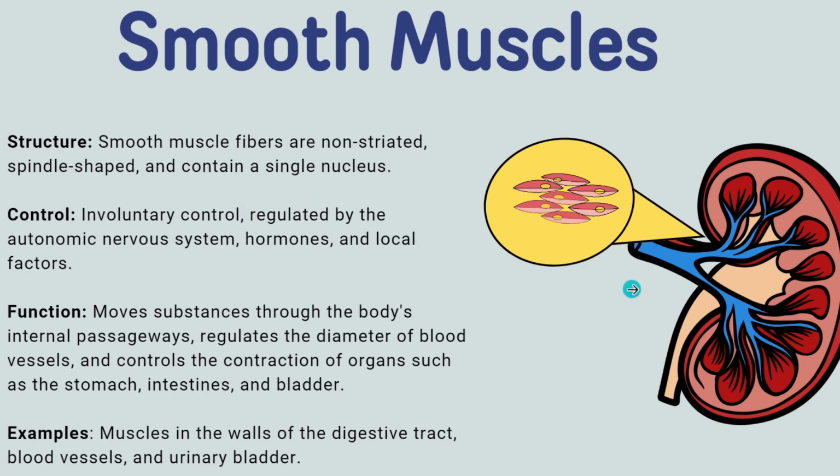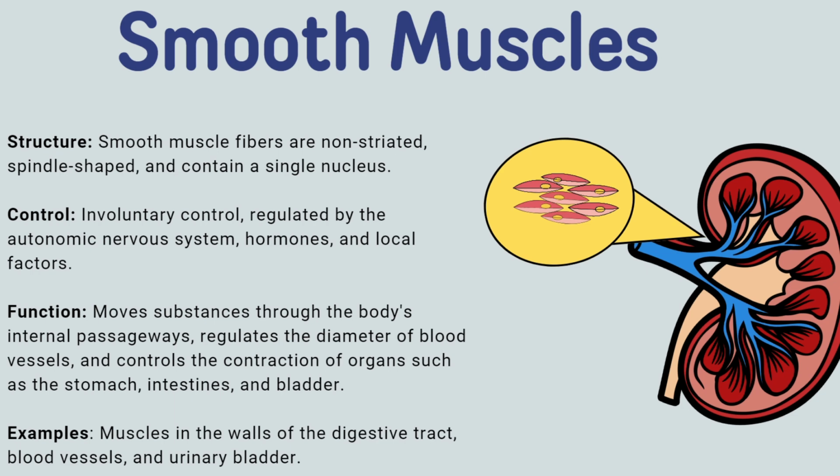Other than that, they're involuntary, as said earlier, and they're controlled by hormones and so on. For example, how the uterus aids in giving birth, or the urinary system, how it pushes through everything and we don't need to do anything. So we are doing it unconsciously, as it's controlled by the autonomic nervous system and various local factors.